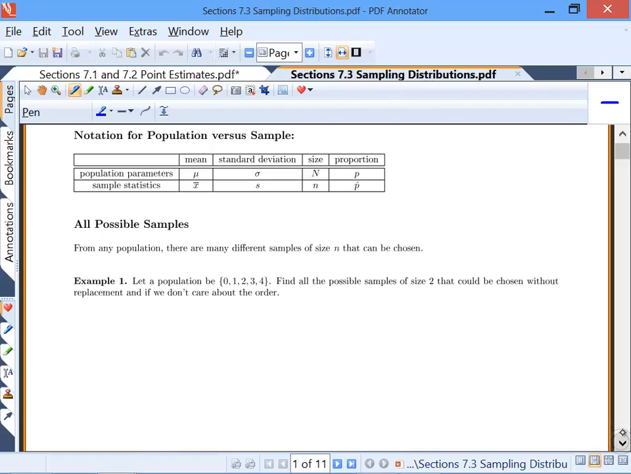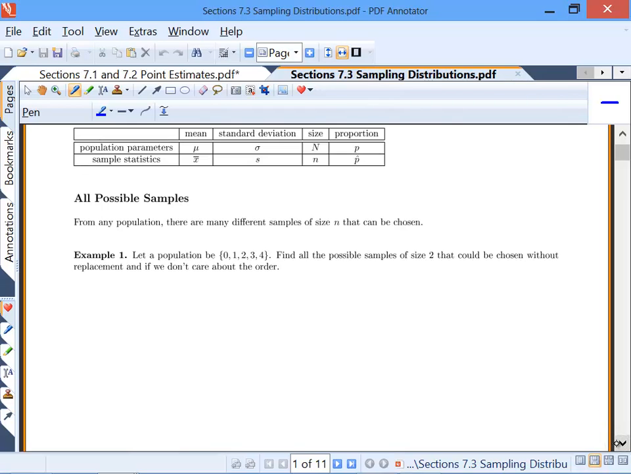So for a very basic example, let's say that a population is just the numbers 0, 1, 2, 3, and 4. Normally your populations are a lot bigger, but then it would be impossible for us to list out all the combinations. So for this very basic population, let's find all the possible samples of size 2 that could be chosen without replacement, because usually if I go out to sample people, I don't want to look at the same person twice. That's not going to give me as much information as if I look at 2 people. So we want to sample without replacement, and we don't care about the order.